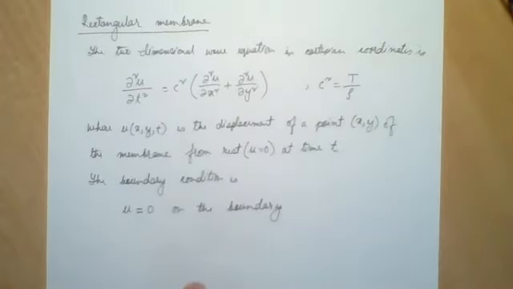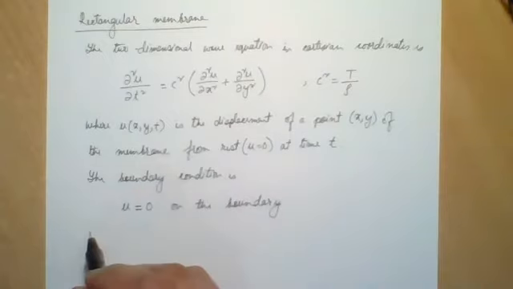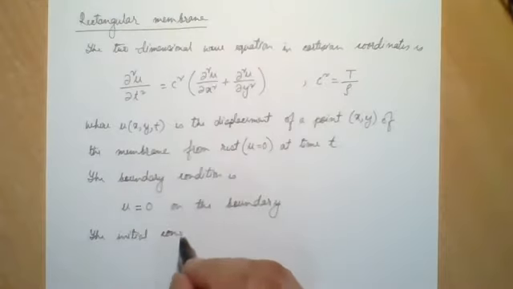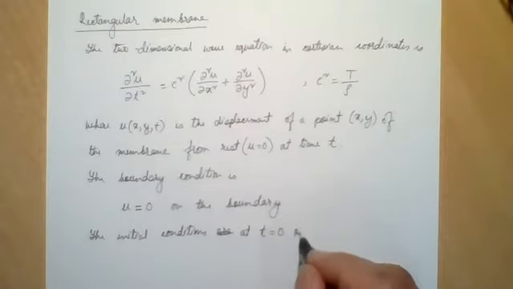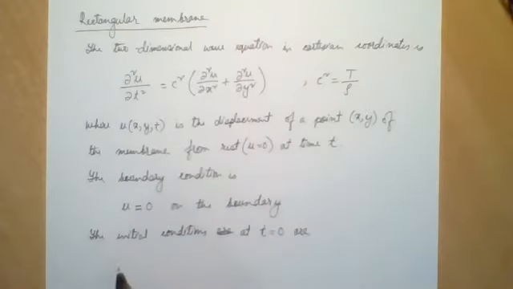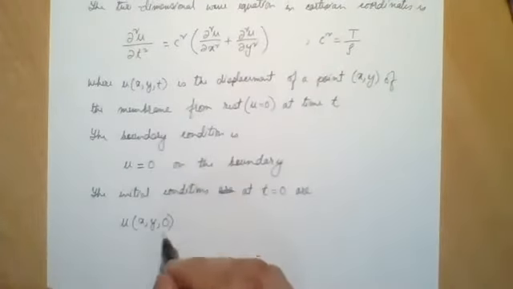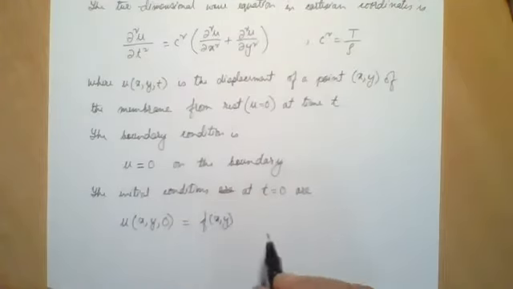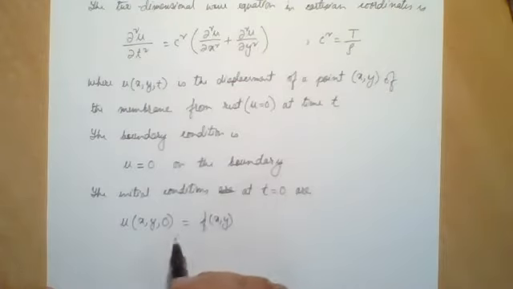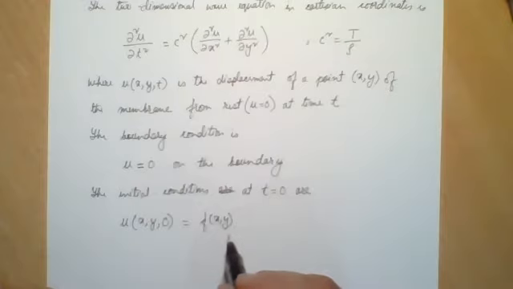And what are the initial conditions? The initial conditions at t equal to 0 are: number 1, u(x,y,0) is equal to some function f(x,y). So this is the initial displacement, that is the initial shape of the membrane at time t equal to 0.